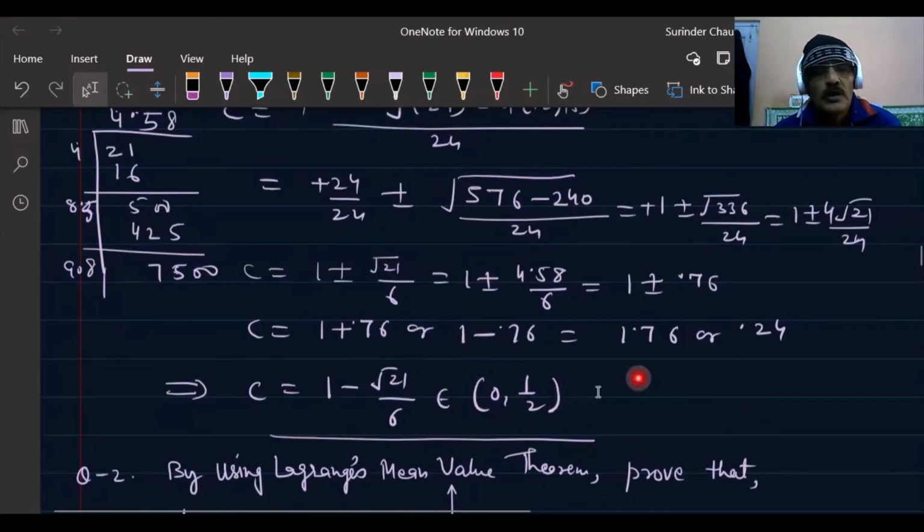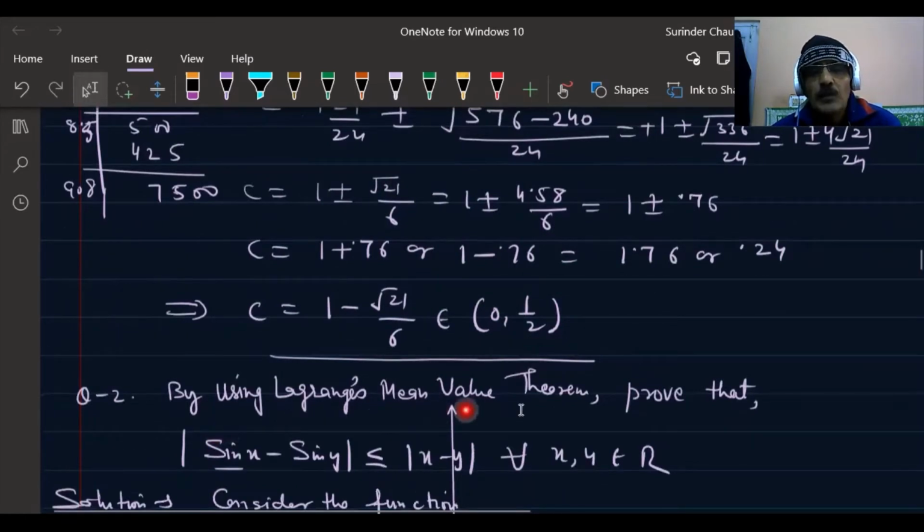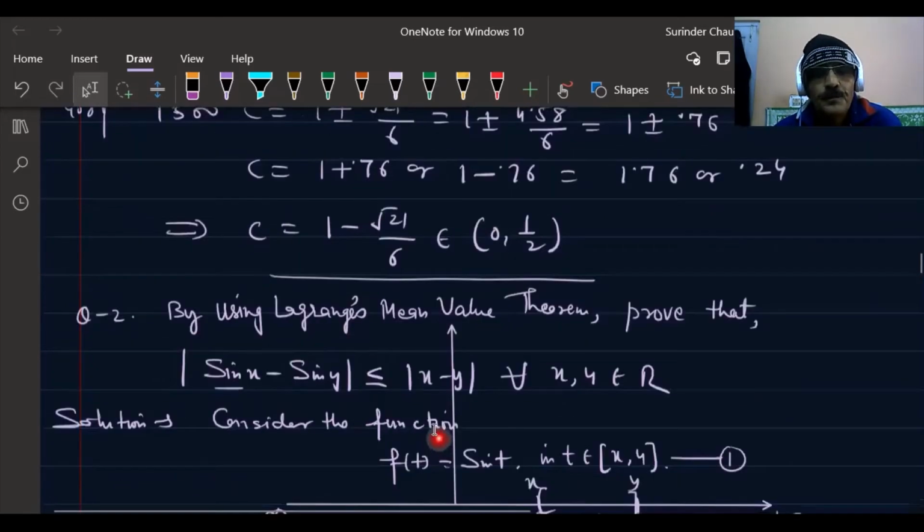By using Lagrange's mean value theorem, prove that |sin x − sin y| is less than or equal to |x − y| for all x, y belonging to the real numbers. So for this question, you have to guess what f is on which you will apply the theorem. Consider the function f(x) equal to sin x, and consider the interval between x and y.